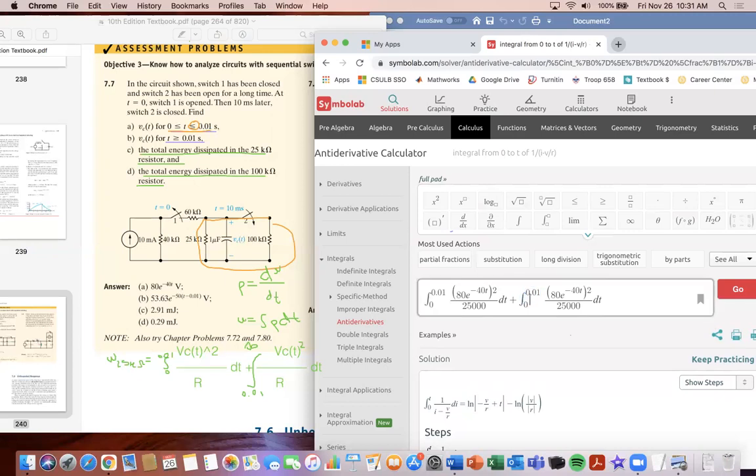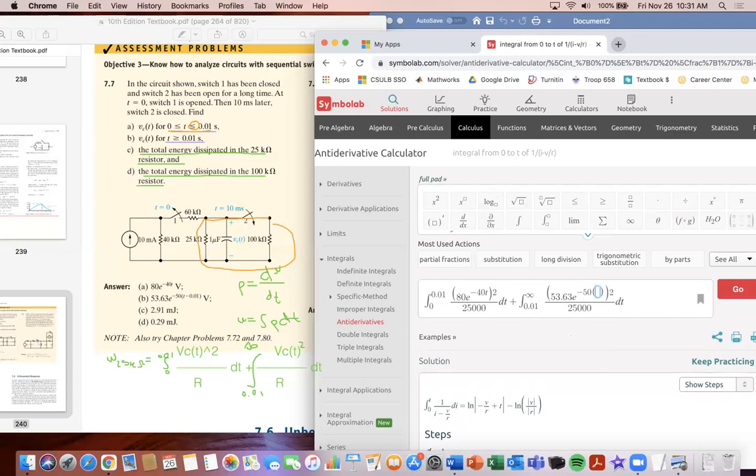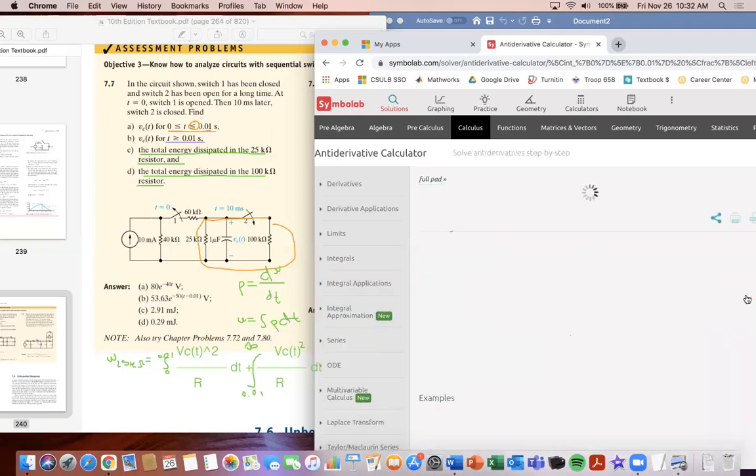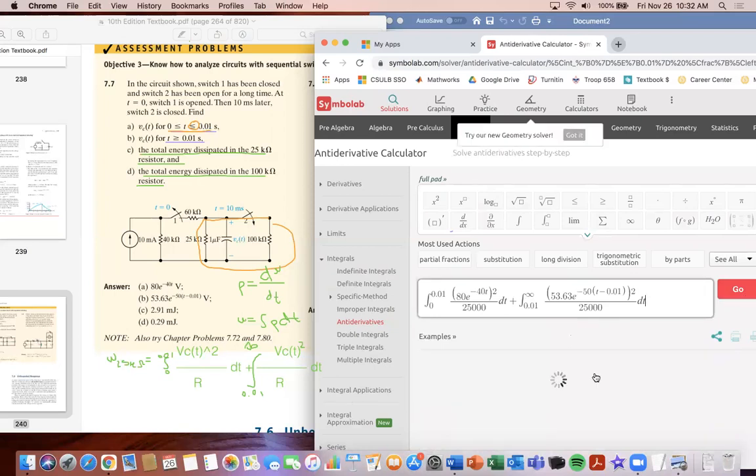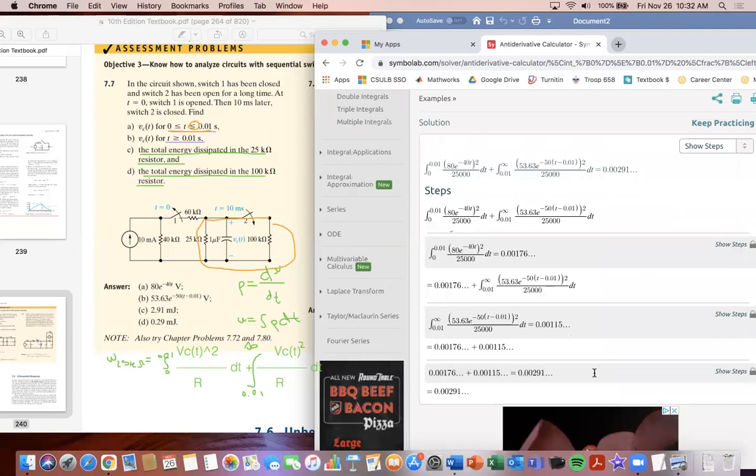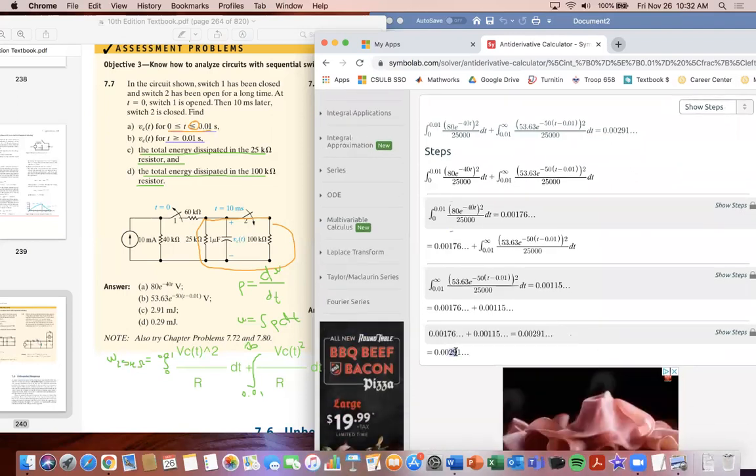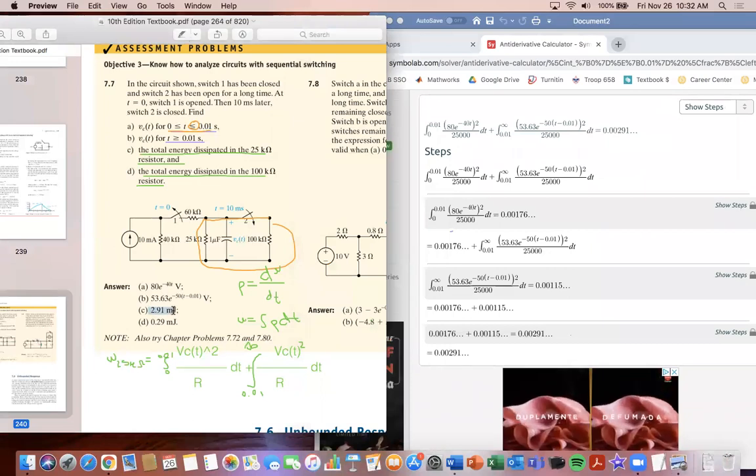So let me go to infinity. The equation for this is from part B. The equation from part B we got was 53.63 e to the negative 50 times (t minus 0.01), and then square that. When we hit go on this, we're going to look down here, and we got 2.9 millijoules, 2.91. That matches up with part C.